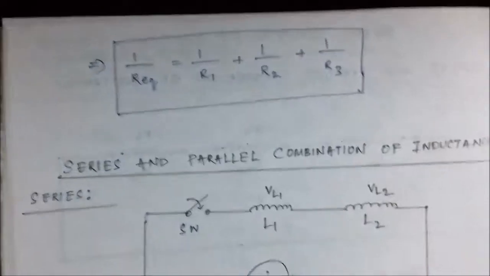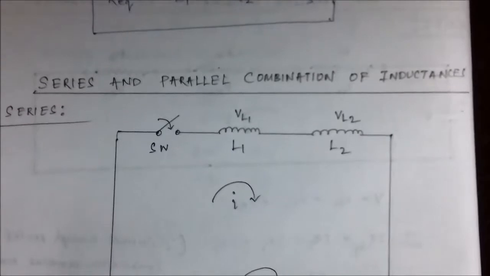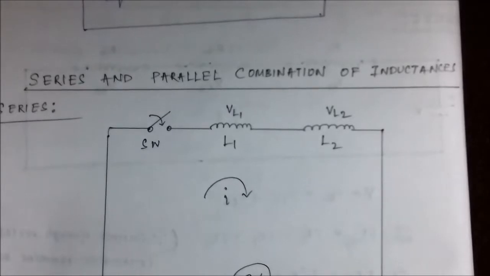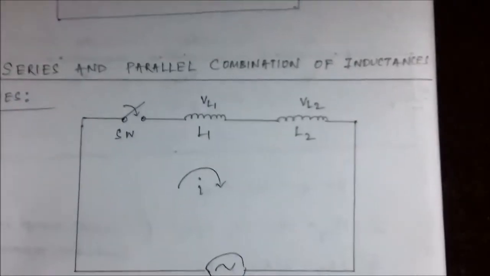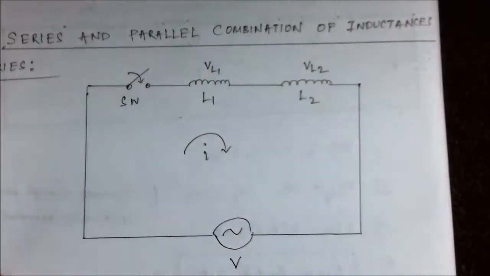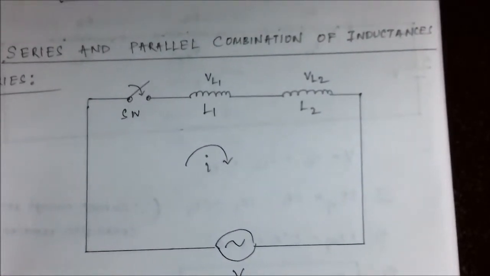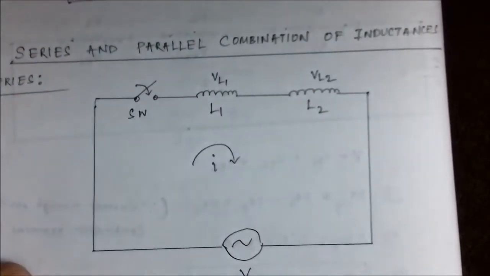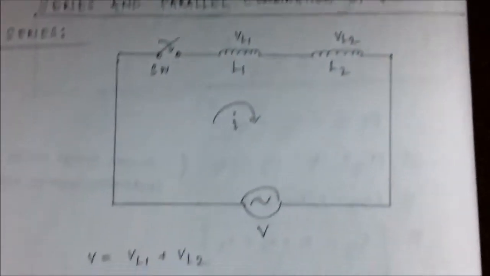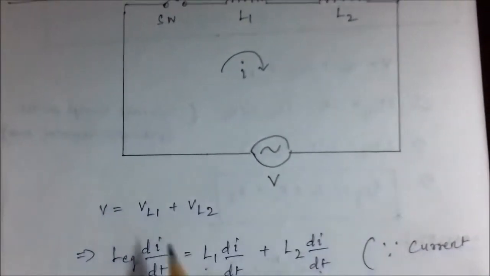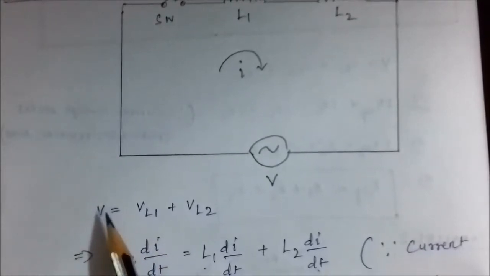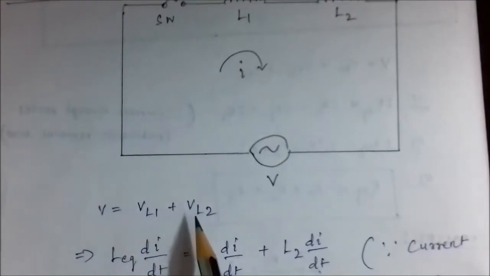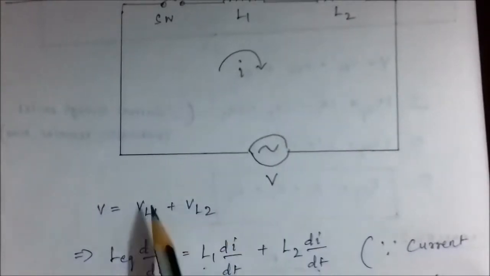Now next we are going to discuss about the series and parallel combination of inductances or inductors. Now here in this circuit we have two inductors, L1 and L2, connected to an AC voltage source, and these are connected in series, connected back to back. So same concept here. Applying KVL, we can write V is equal to the voltage drop across inductor 1 plus the voltage drop across inductor L2.